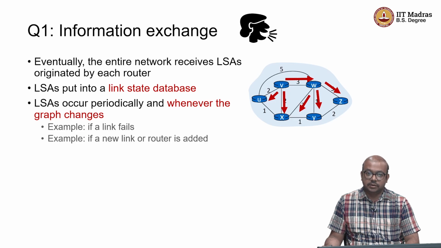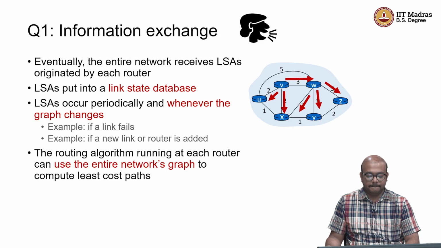If a link fails, which is exactly what I told you right now, and if a new link or a router is added, this is also important because that is good news that I have an extra path. There could be a new router added to the network which creates a new link, or you can have a new link without even adding a router. So, you can have an extra edge in the network graph. This is also information that needs to be shared with all other nodes because the shortest path may change now based on the weight of the new link.